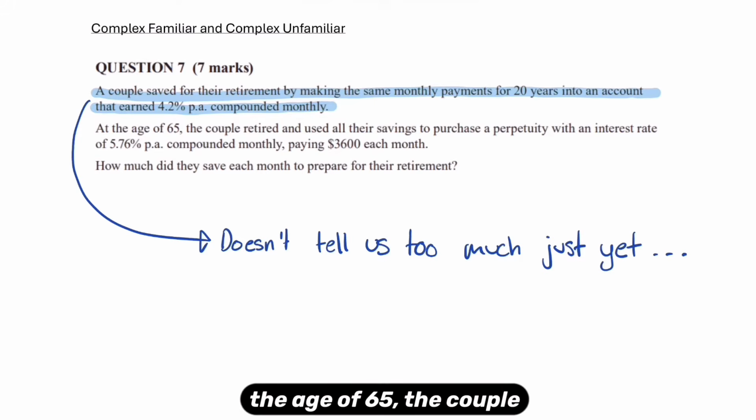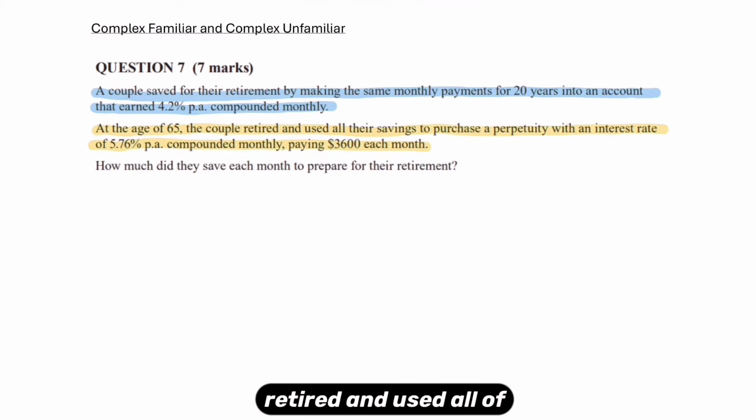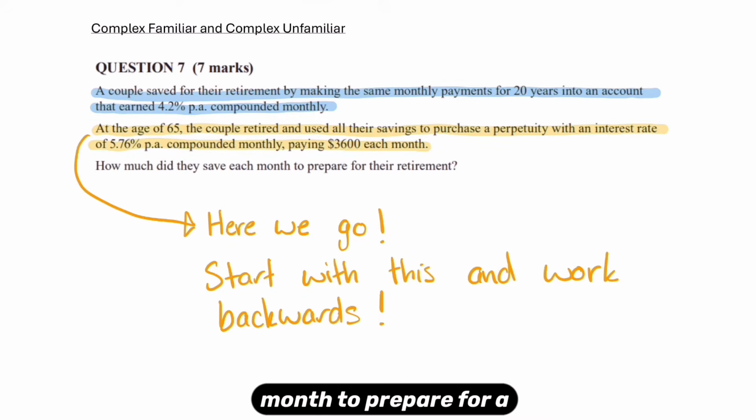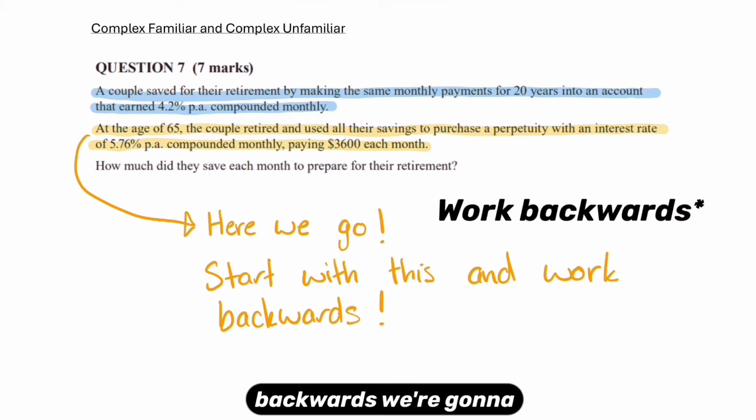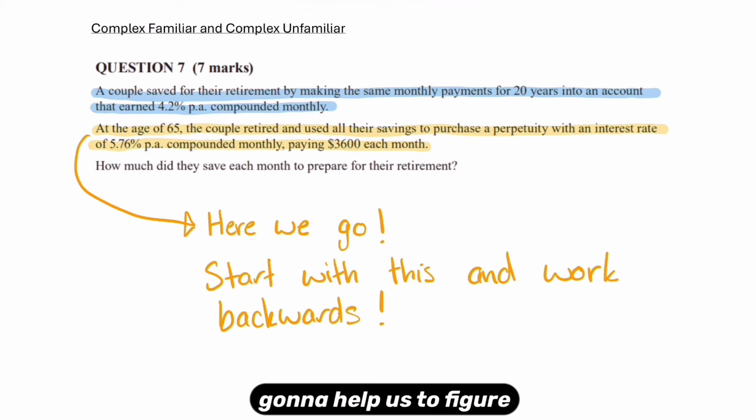So if we keep reading, at the age of 65, the couple retired and used all of their savings to purchase a perpetuity with an interest rate of 5.76% per annum, compounding monthly, paying $3,600 each month. We need to find out how much they saved each month to prepare for retirement. So what we have to do in this situation is start backwards. We're going to start with the orange text, and that's going to help us figure out how much they had to save each month, which is what was missing in the blue text.